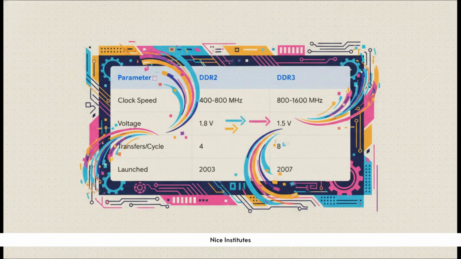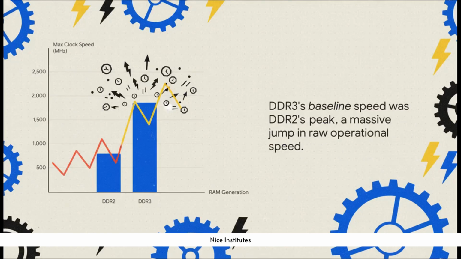Whoa. Okay, this table lays out all the nitty-gritty details, and yeah, there's a lot there. But don't worry about memorizing this whole thing. We're gonna focus on the 3 big differences that really tell the story of the jump from DDR2 to DDR3. First up, clock speed. This is where it gets kind of wild. DDR2 topped out around 800 megahertz. Now look at DDR3. It starts at 800 megahertz and just goes up from there, all the way to 1600 megahertz and even higher. Just think about that for a second. The absolute best the old tech could do was just the starting line for the new one. That's a huge jump in raw speed.